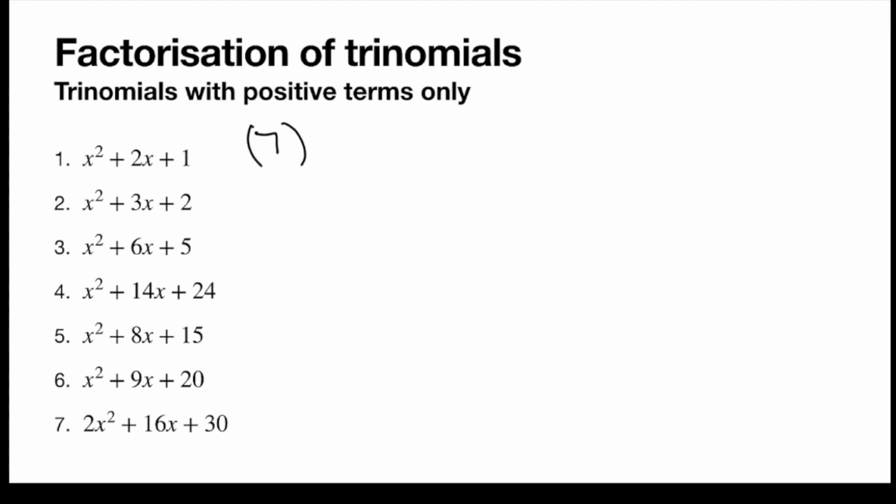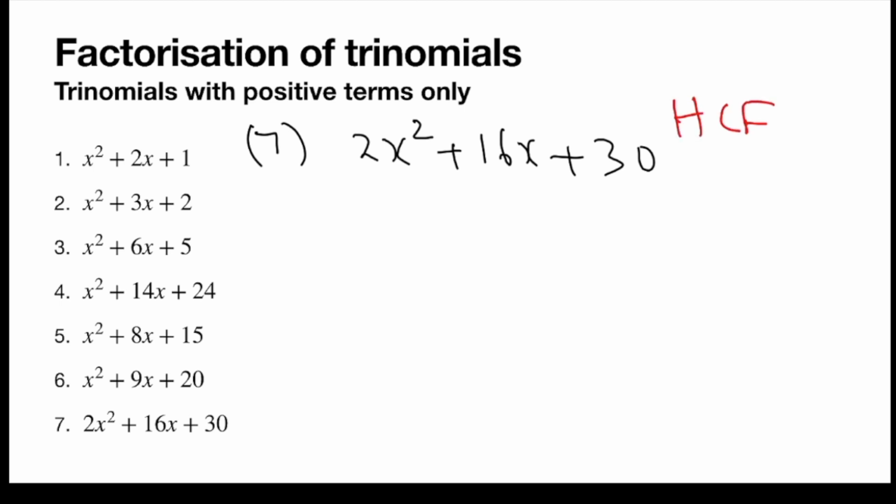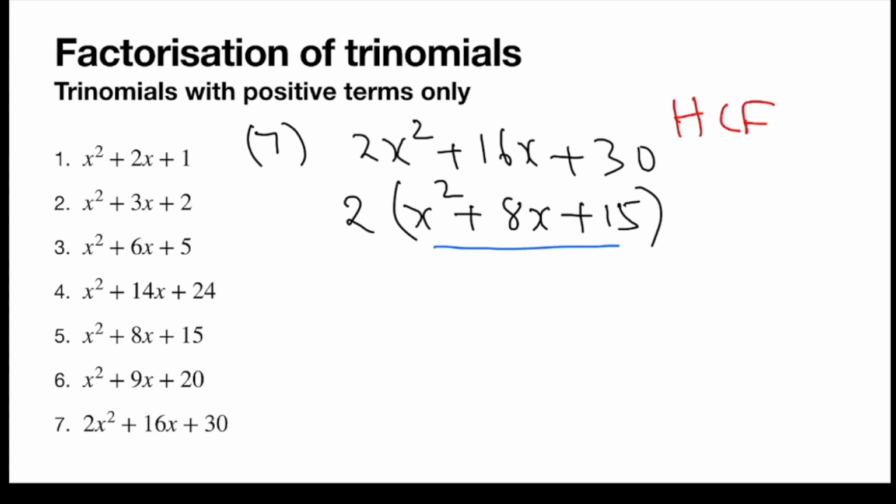Number 7. This is 2x squared plus 16x plus 30. Remember, the first thing you need to do is to take out the highest common factor. So take out the highest common factor first. Can you see that 2 is common? So 2 is common there, so you remain in there with x squared plus 8x plus 15. All right. Now we need to factorize this part. We need to check that that can factorize. So we need to continue there.